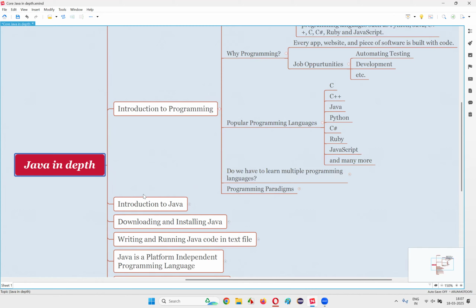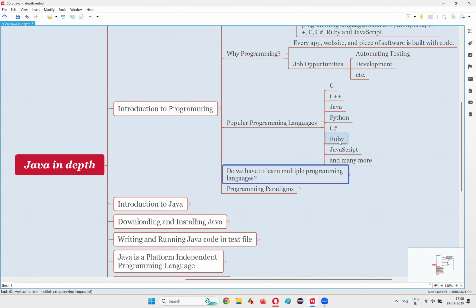It doesn't mean that in this course or curriculum you are going to learn all the programming languages. I am going to focus only on the Java programming language, and that too in depth. No matter how many programming languages there are, do we have to learn all of them? If yes, the answer is yes.